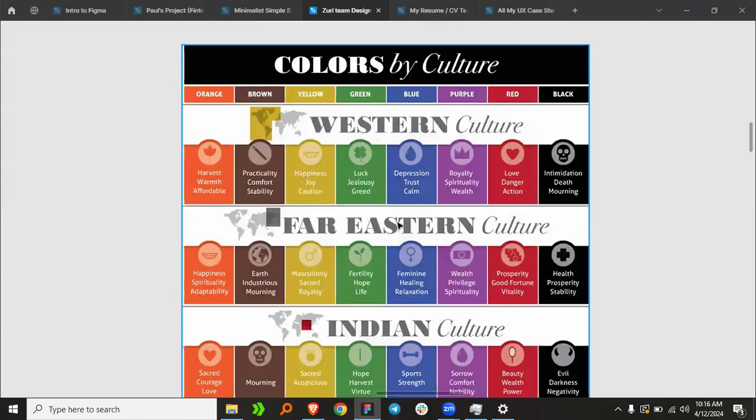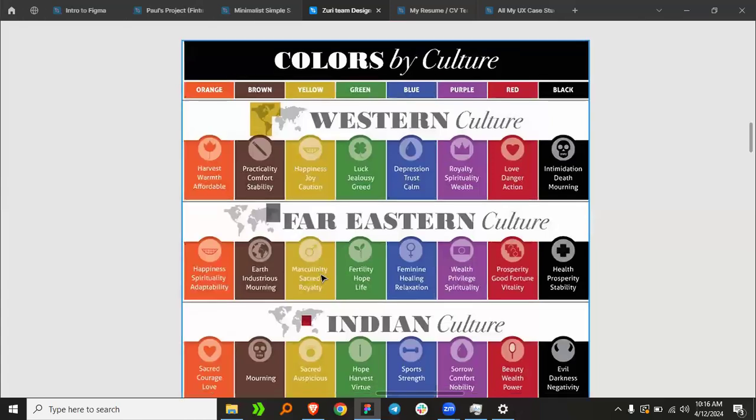Then blue, in Western culture, is associated with depression. Then of course blue is also associated with trust and calm. Then red: love, danger, then action. Then for Far Eastern culture, yellow is associated with masculinity.